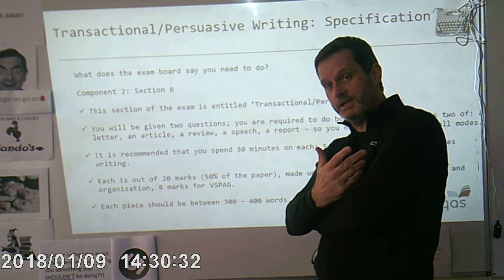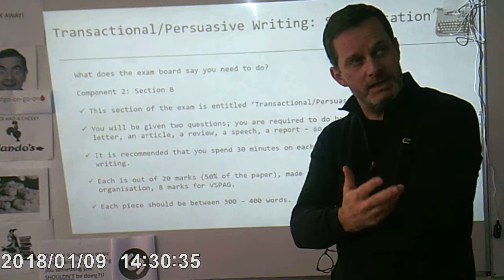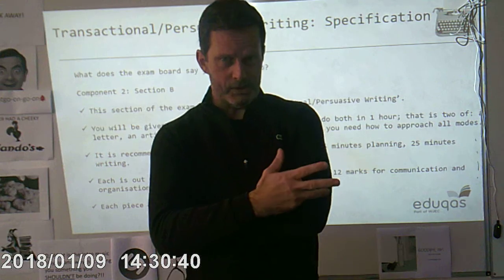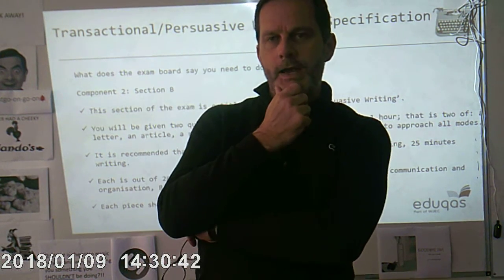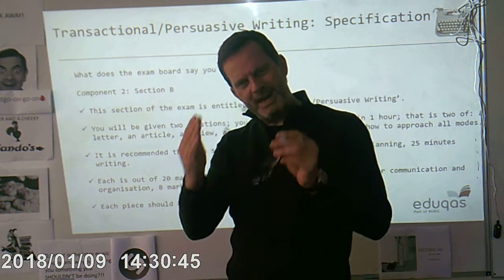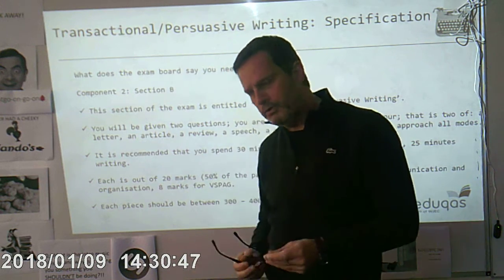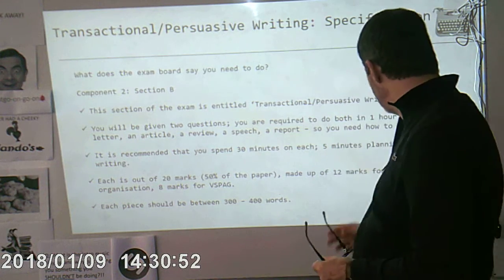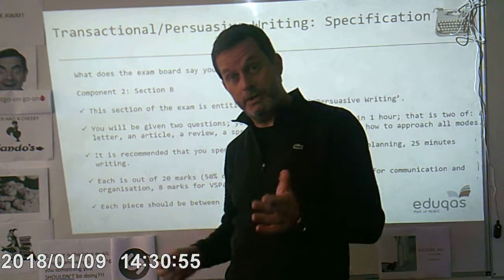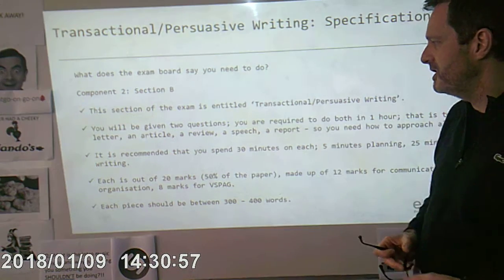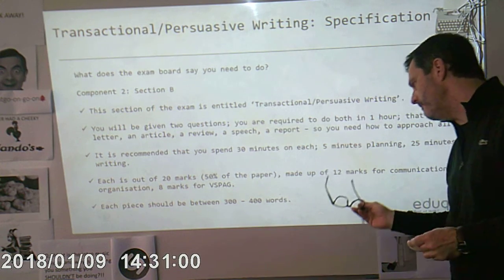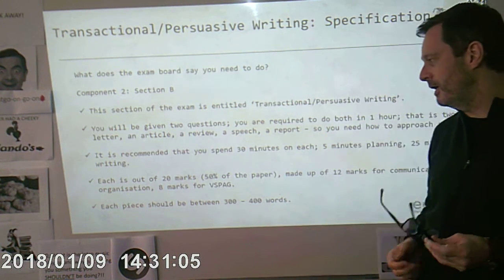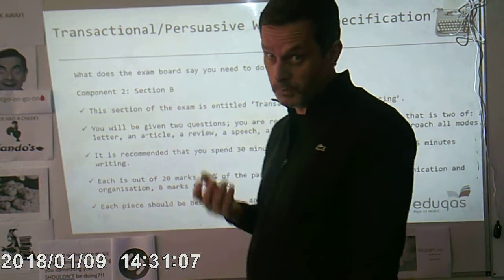Difficult to do in the creative writing, as I said, but hopefully last time, not only did I give you some ideas and some activities and exercises that you could be looking at in terms of your creative element of the narrative writing, but also a formulaic approach as much as you can in how to approach it. This one, you can do that a bit more easily. 5 minutes planning, nonetheless, I'll run through, and then only 25 minutes writing for each one, okay? Each of those is out of 20 marks, made up of 12 marks for communication and organisation, and 8 marks for your VSPAG each one, and each one is between 300 to 400 words, which is a big ask in itself.